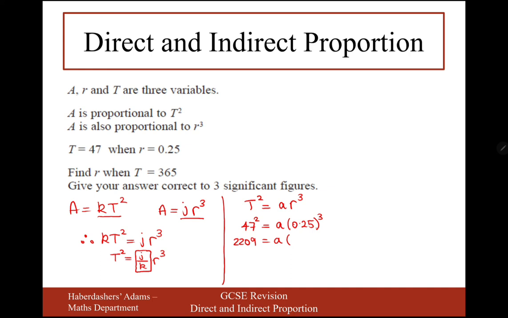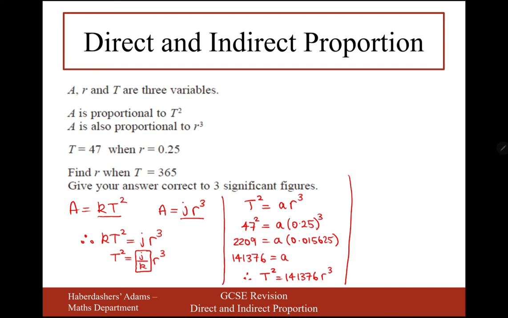0.25 cubed is 0.015625. Now I need to divide that onto the other side. Ooh, wish me luck, because I think this is going to be very big. 141376, not too bad. 141376 is that scale factor A. So therefore, the formula that links the two things together, t squared, is 141376, and that's then r cubed.